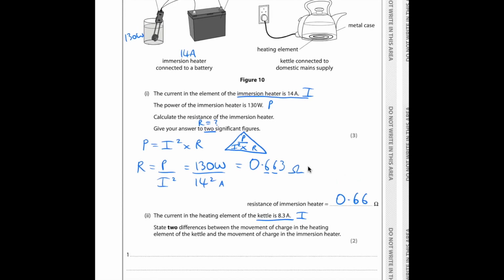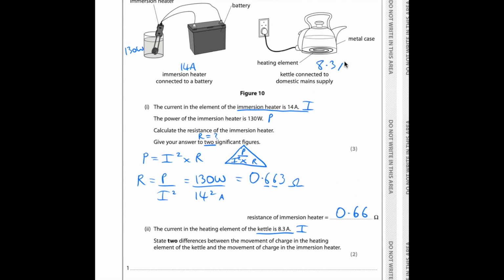Part 2. The current in the heating element of the kettle is 8.3 amps. So the kettle current is 8.3 amps. Now it said that the immersion heater was 14 amps. State two differences between the movement of charge in the heating element of the kettle and the movement of charge in the immersion heater. Right.